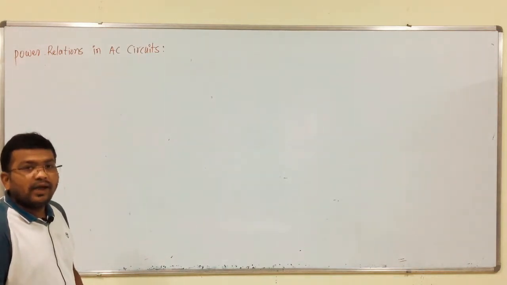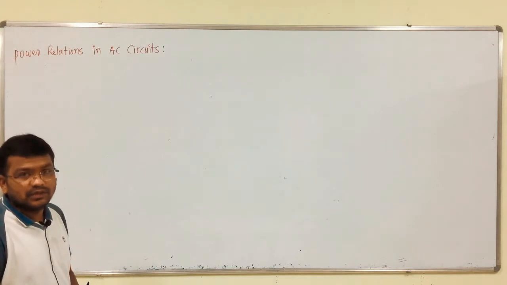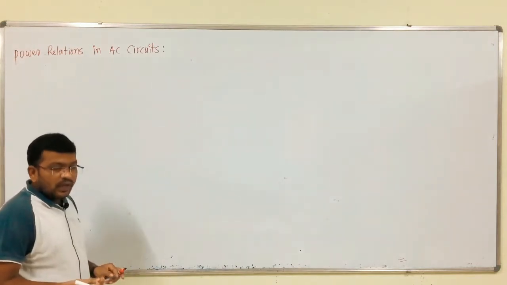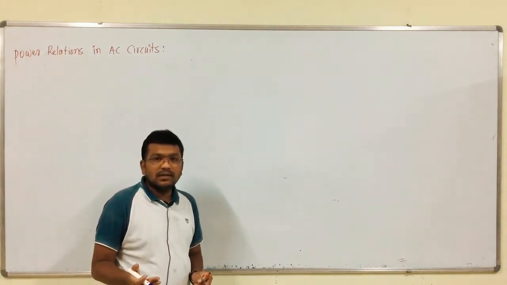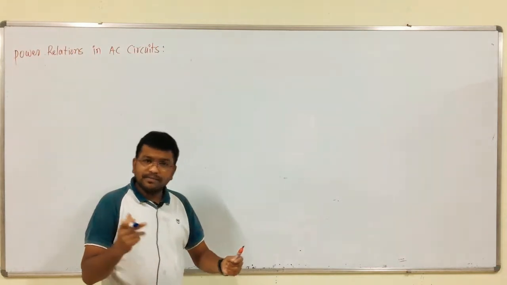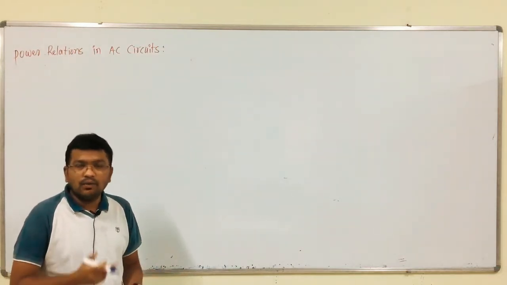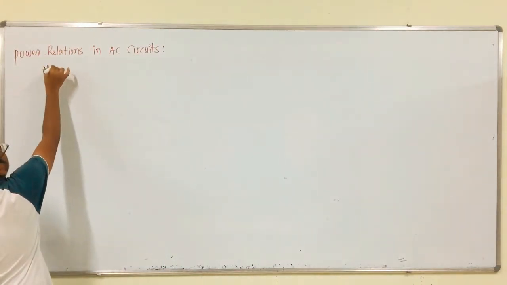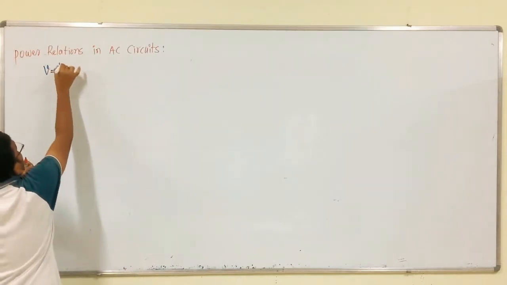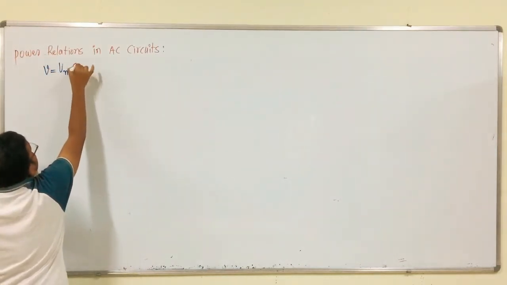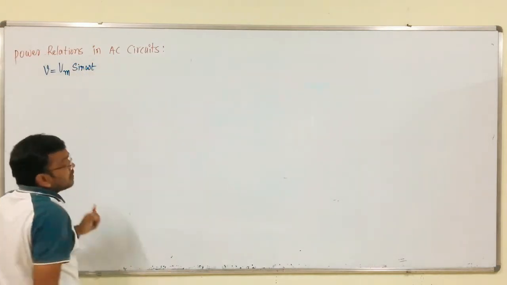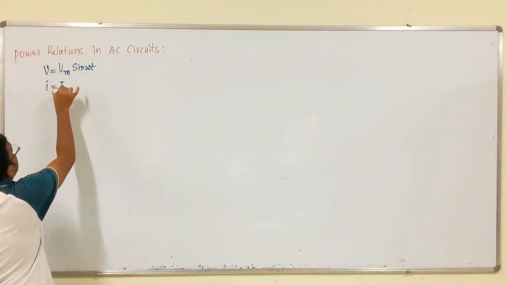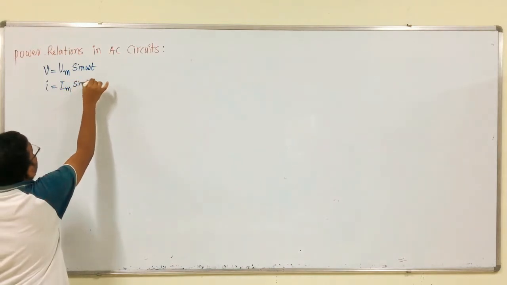Hello everyone. Now we have to discuss the power relations in AC circuits. In order to discuss the power relations, we have to discuss the voltage and current, which means we have to write the voltage equation and current equation. First, the instantaneous value of voltage v is equal to Vm, the maximum value of voltage, sin omega t. Next, the instantaneous value of current is equal to Im sin omega t.